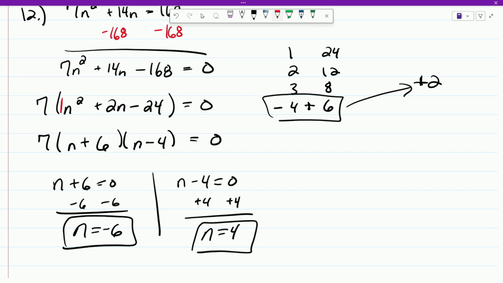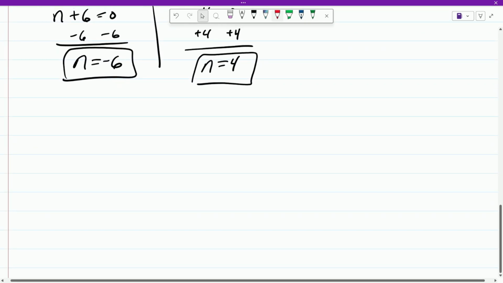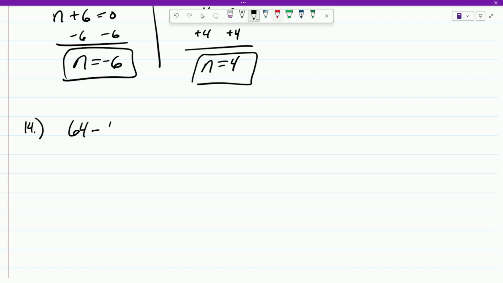Let's keep moving. That was number 12, so let's go ahead and look at 14. 14 is going to be 64 minus 49n to the second equals 0. Now in this scenario, the first thing I see right off the start is that it's equal to 0. That's great. Step number 1, set the equation equal to 0, done. However, in step number 2, we need to factor.